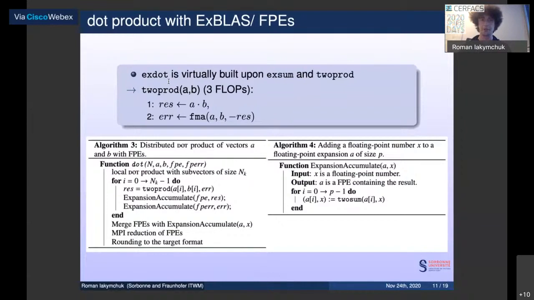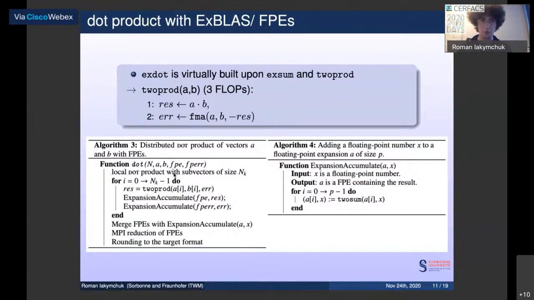And 2 product is multiplication of 2 numbers with possibility to recover a result and error. And it requires only 3 flops thanks to FMA. So FMA will do all the underlying operations exactly, and then we will have only 1 rounding at the end. And here's the algorithm, how it works.